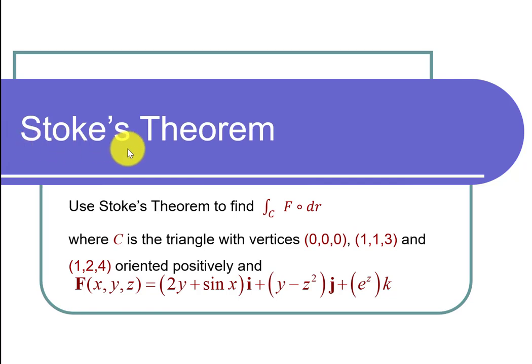This is a video on Stokes' theorem. The question states, use Stokes' theorem to find the line integral over the curve C of F dot dr, where C is the triangle with vertices (0, 0, 0), (1, 1, 3), and (1, 2, 4), oriented positively, and F of x, y, z is equal to (2y + sin x) i + (y - z squared) j + e to the z k. So first, let's recall what Stokes' theorem says.